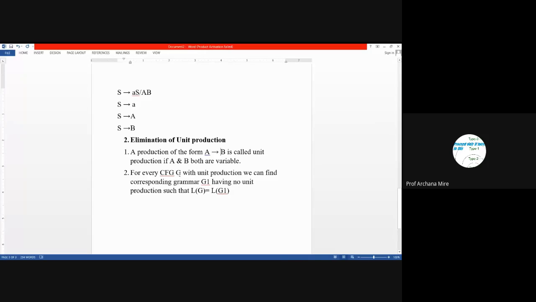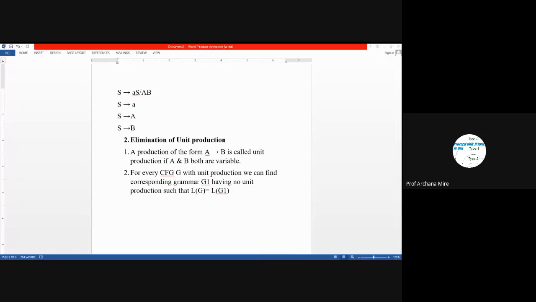For every CFG, that is, for every context-free grammar G with unit productions, we can find a corresponding grammar G1 having no unit production, such that the language of the original grammar G and the language of the modified grammar G1 are the same. So every grammar with unit production we can convert into another form with non-unit production rules. So how to do that?